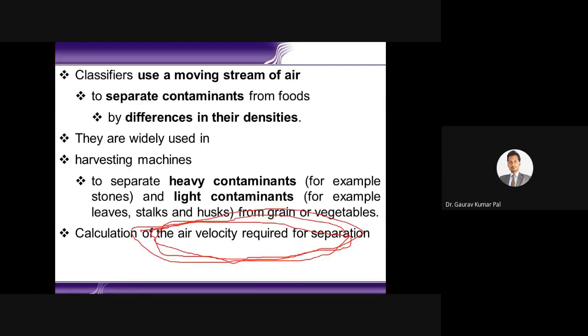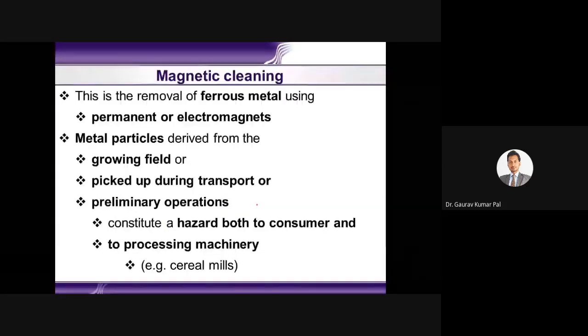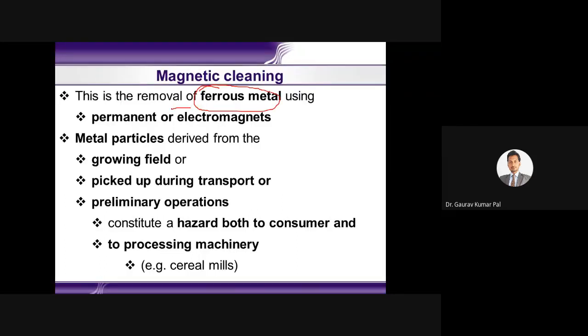Further, we have magnetic cleaning, which is used for the removal of ferrous metal ions. We can use a permanent magnet, or we can use electromagnets to detect or remove ferrous metal ions from the products or raw materials or whatever process there is. So where do these metal particles come from? Actually, they can come from the raw materials in the growing field, or during harvesting some metal particles may come. Another source is during transport, where some metal particles came either intentionally or unintentionally.